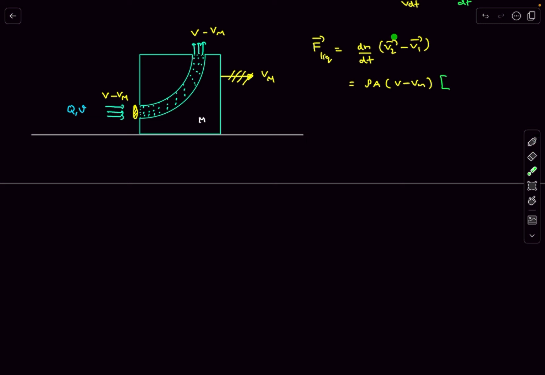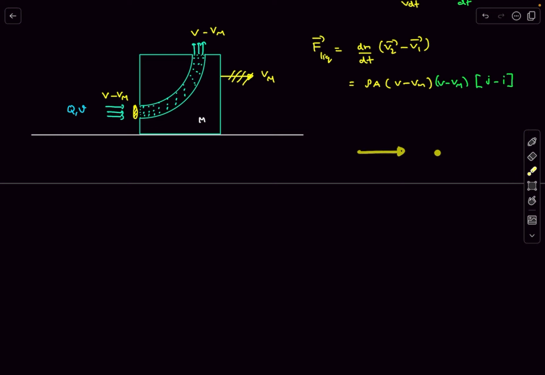Now if you observe, it is the exit velocity minus the inlet velocity. So the exit velocity is v minus vm in the j cap direction, and the inlet velocity is v minus vm in the i cap direction. So I can take v minus vm common, right? And this is just going to be j cap minus i cap. So this is the force that is acting on the liquid. The force is acting on the plus j cap and minus i cap, which we can easily see by intuition as well.